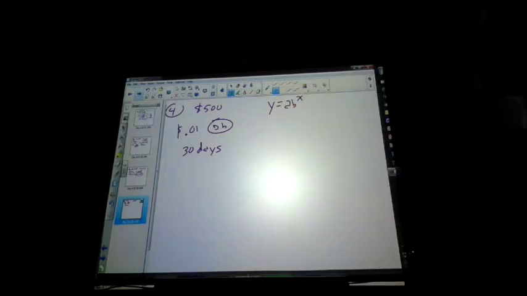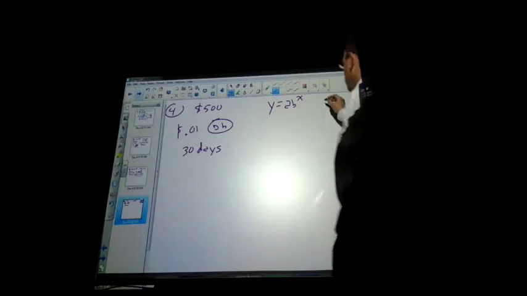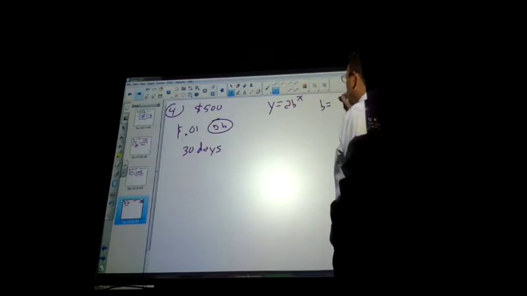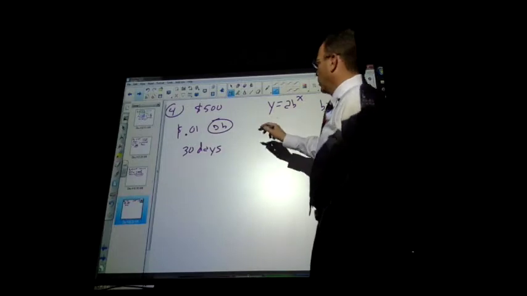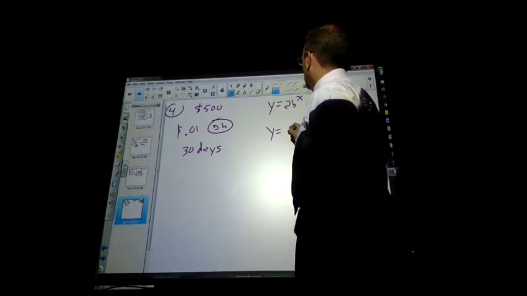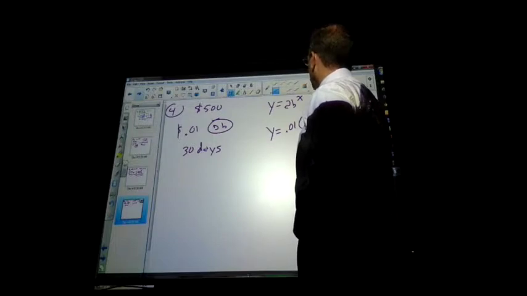If you're going to double something, how do you get there? What would the growth factor have to be? 2. Well, let's see the easy way to figure this out. So my B value, we're going to double it. It's going to be 1 plus 1 to make it 2. I think that'll work. Let's see. If this truly does work, 0.01 times 2 raised to the x power.